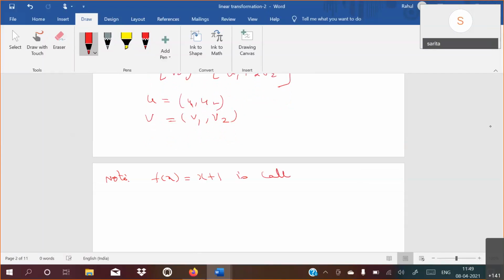is called a linear function because its graph is a line. Yeah, but it's not a linear transformation. It is not a linear transformation. Why?